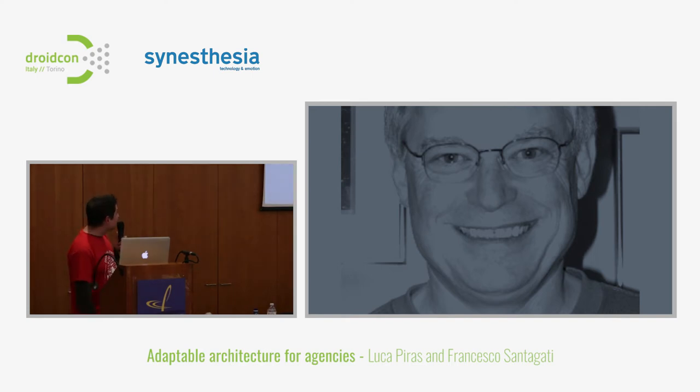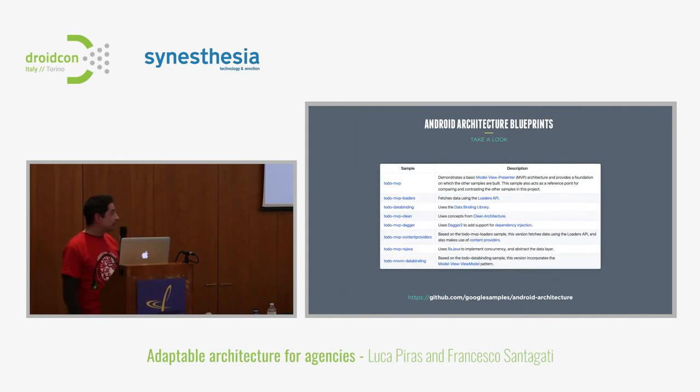And finally, I suggest you check this repo. It's a collection of examples of different architectural approaches, like MVP, MVM, and so on. And they are implemented also with different techniques. So it's good. There are a lot of examples. It can be a good starting point for writing your own architecture.